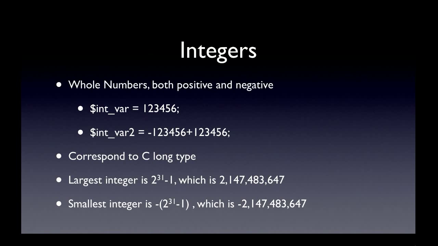If you've ever done any C programming before, PHP integers are like the C long type, and in PHP the largest integer you can use is 2 to the 31st minus 1, which is that number there, and the smallest integer is negative 2 to the 31st minus 1, which is that number right there.